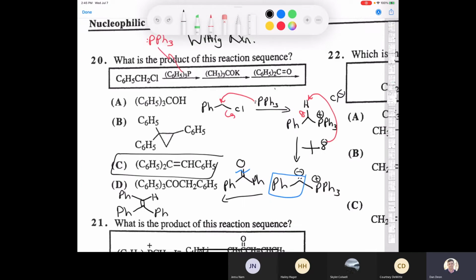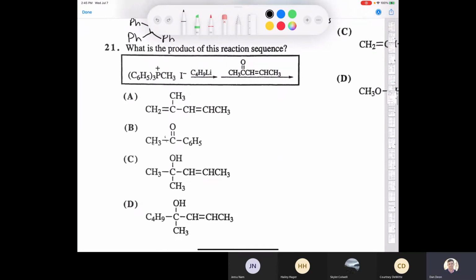Question 21. What is the product of this reaction sequence? So we have more Wittig chemistry here. We have a phosphonium salt right here, and we're treating it with C4H9Li. That's the same thing as butyllithium, which we've talked about many times over the course of the semester. It's a really strong base. You can just write out like this: 1, 2, 3, 4. Very strong base, so that's going to rip off one of these protons to make our ylide.